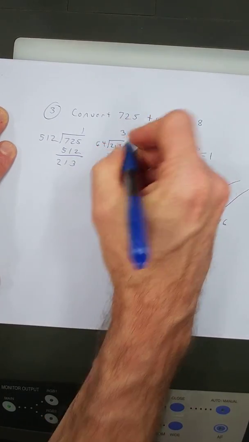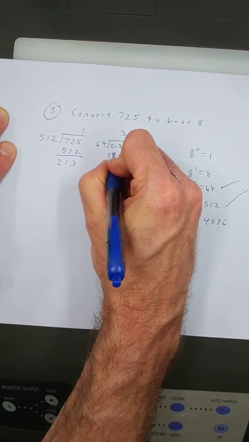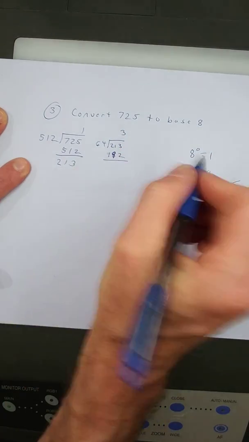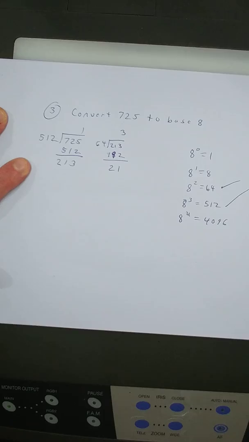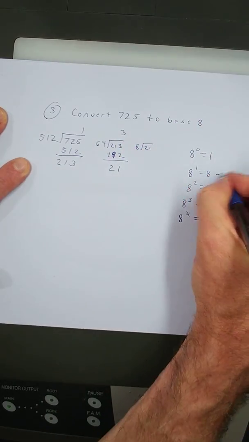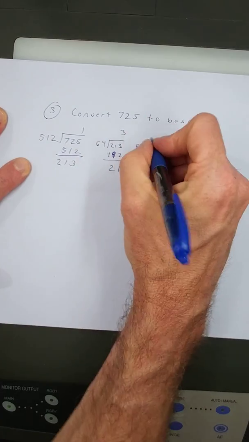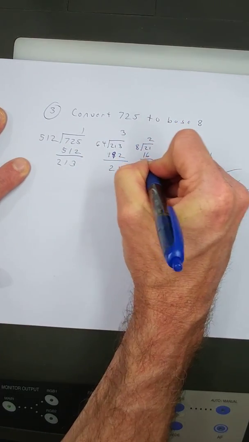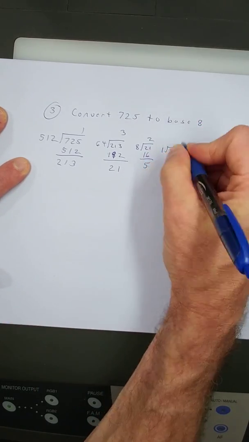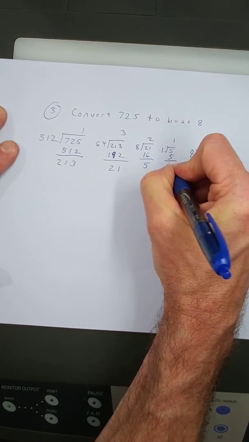And that goes in 3 times, which is 192. 213 minus 192 is 21. So we'll take 8 into 21. That goes in twice, 16, and then you get 5. And as you can see, 1 divides 5 one time.